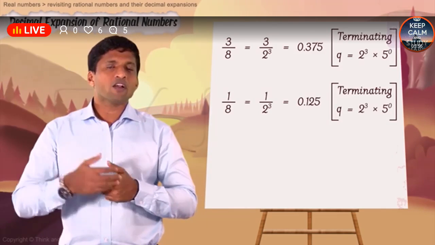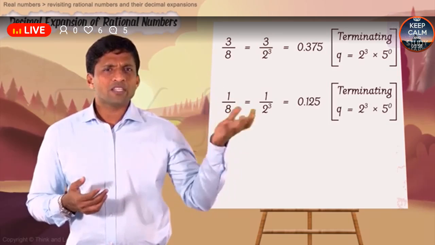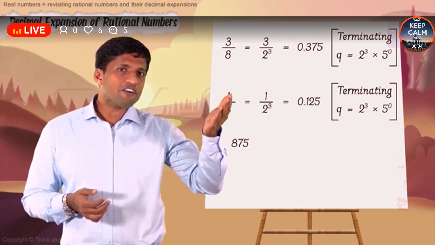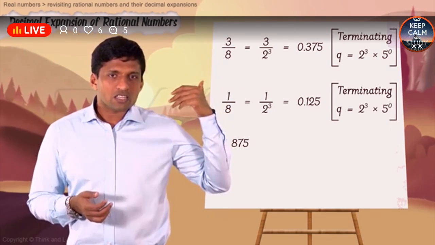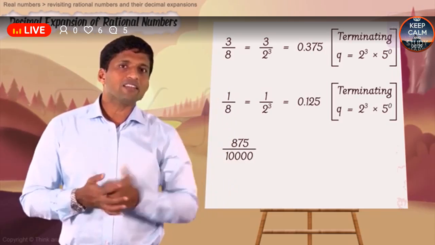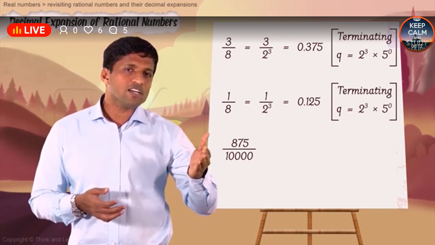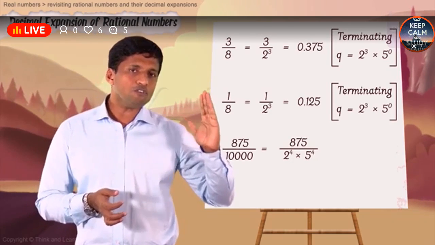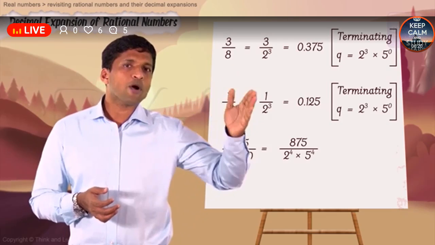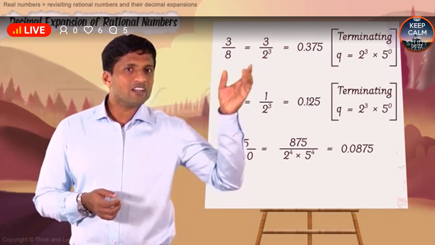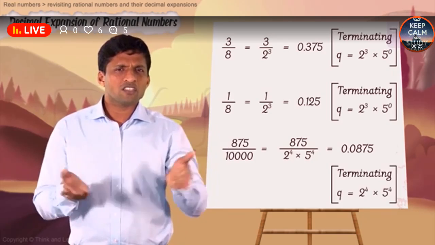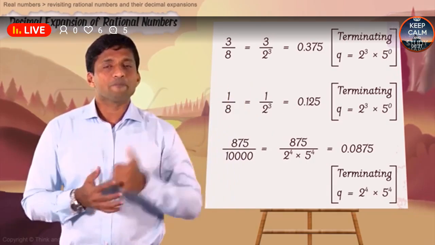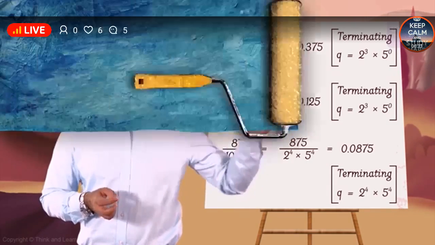Now it can be again of the format directly, if you write down something like 875 by 10,000. Now 10,000 is what? 10,000 is 2 raised to 4 into 5 raised to 4. That's of the format 2 raised to n into 5 raised to m. Then that will be 0.0875. That's again terminating. So these examples are more than enough for you to understand when the decimal expansion will be terminating.